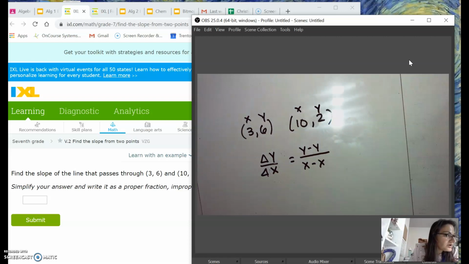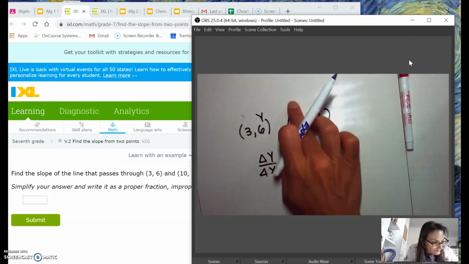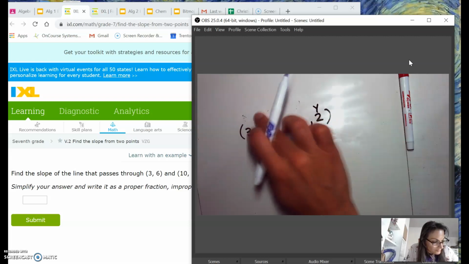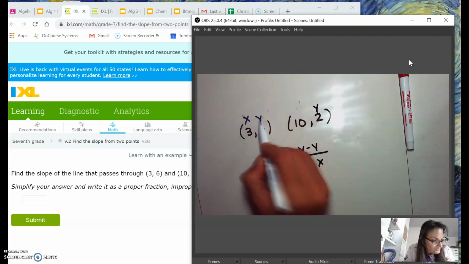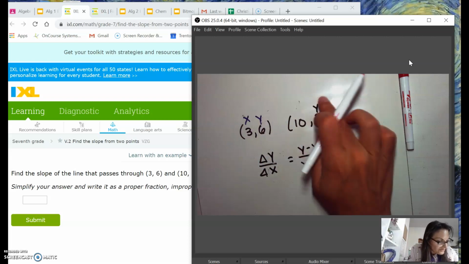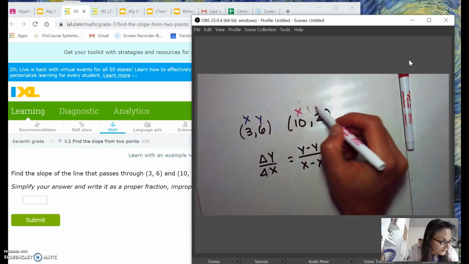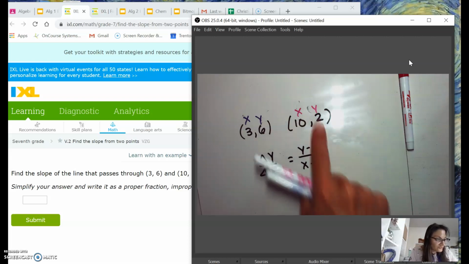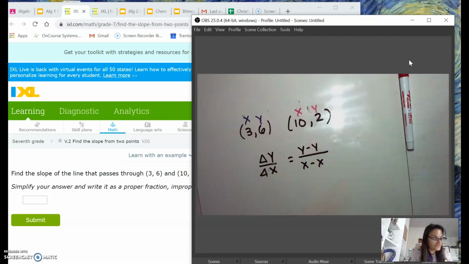So I'm going to color code them just to make it easier. Here's what I'm going to do. My first ones are going to be purple. My second ones are going to be pink, x and y. Okay? So as long as I do the purple minus the pink on the top and the bottom, then we're good to go. I can do the pink minus the purple as long as you do that consistently.